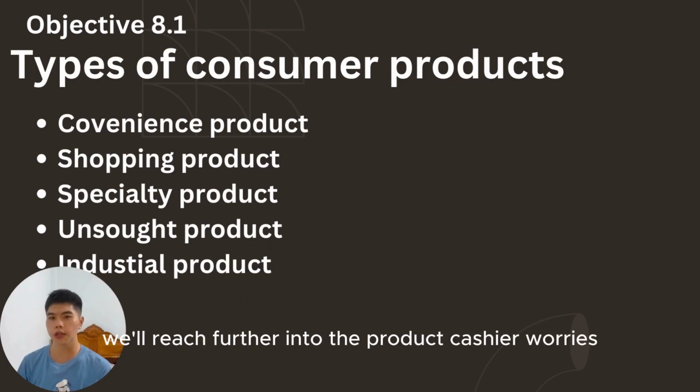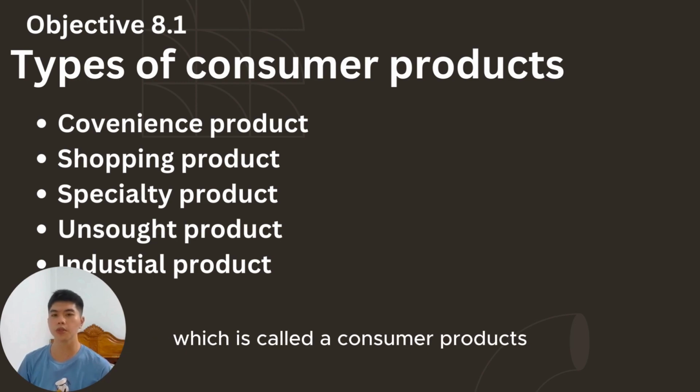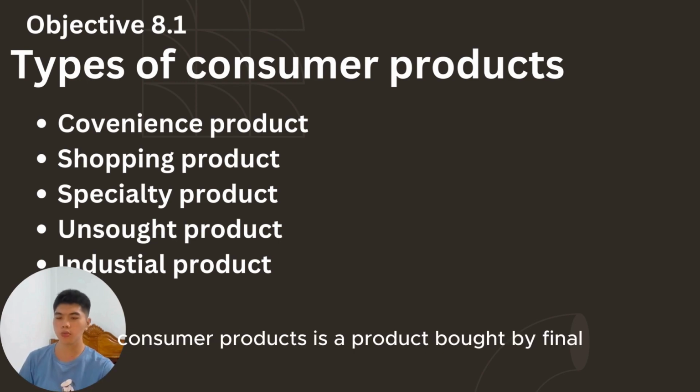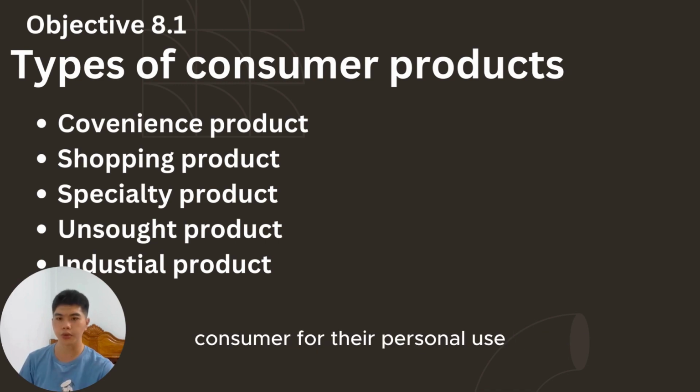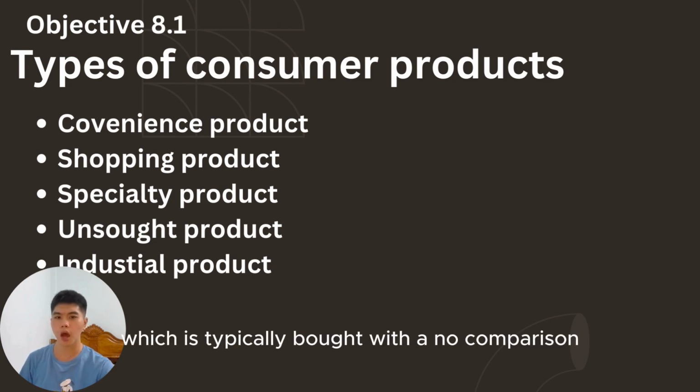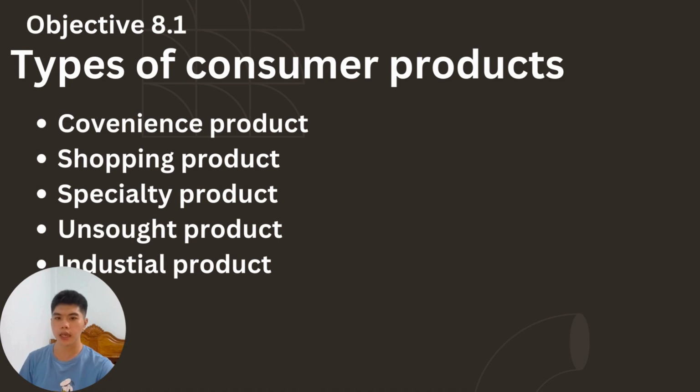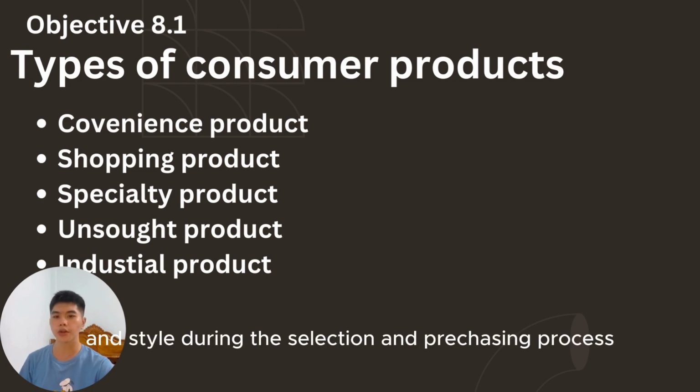Next up, we'll look further into the product categories, starting with consumer products. Consumer products are products bought by final consumers for their personal use. There are five types in total. The first is convenience products, which are typically bought with no comparison. Secondly, shopping products. These are products that customers compare based on suitability, quality, price, and style during the selection and purchasing process.